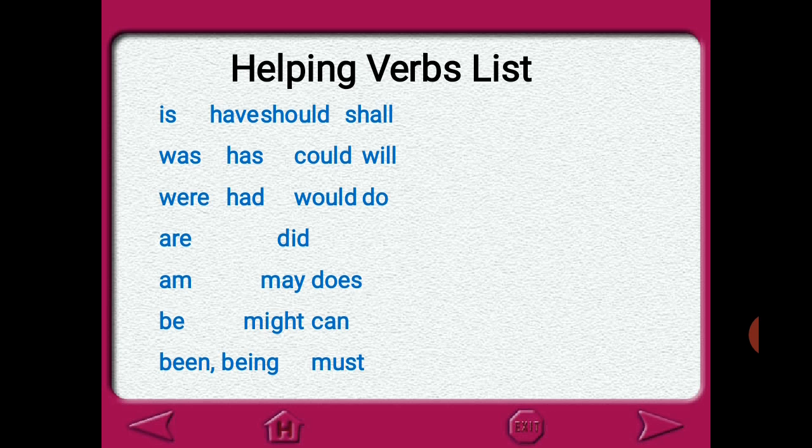The helping verbs list is given to you here. Is, was, were, are, am, be, been, have, should, shall, has, could, will, had, would, do, did, may, does, might, can, being, and must. These are all the helping verbs. This is just a list.